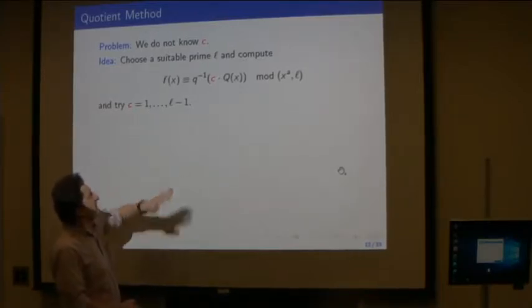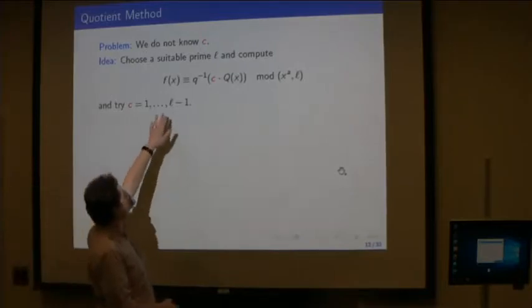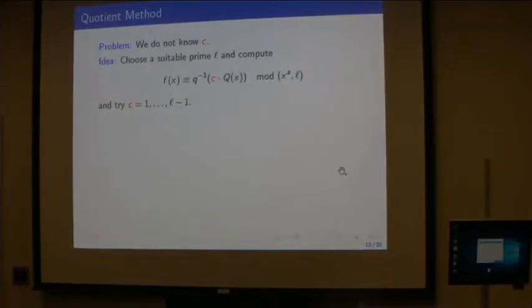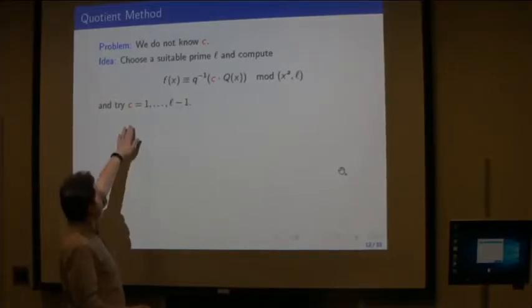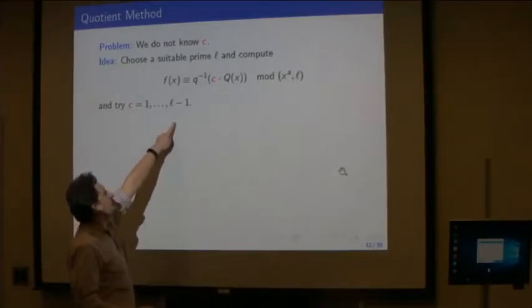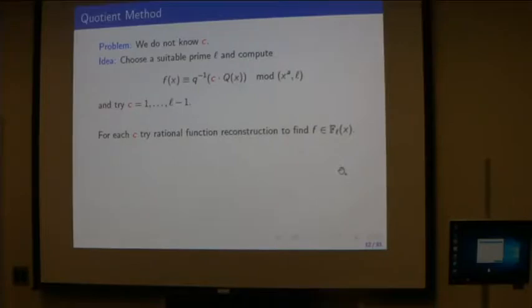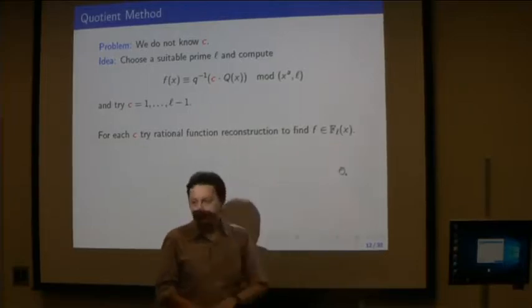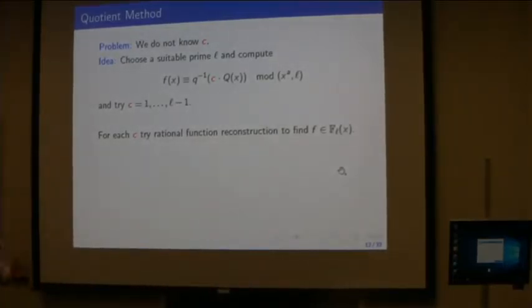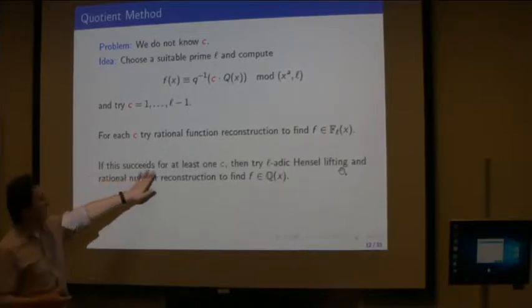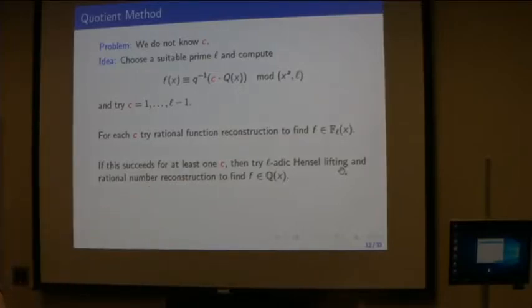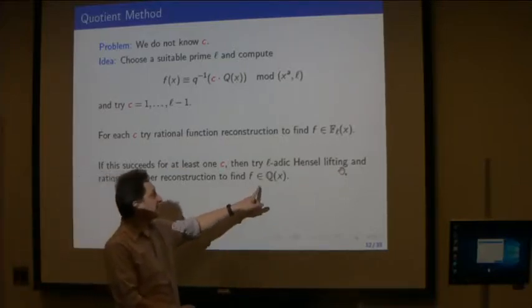Okay, so now we have finitely many candidates. So we want to compute f of x modulo x to the a, L. Then we will use some computational techniques to recover this function f. We try each C, from 1 to L minus 1. After each C, we try rational function reconstruction to reconstruct this function here. If this works, then for each C again, we try analytic Hensel lifting to lift this function to the higher powers of L. And after each lifting, we try rational number reconstruction to find f, this rational pullback function.